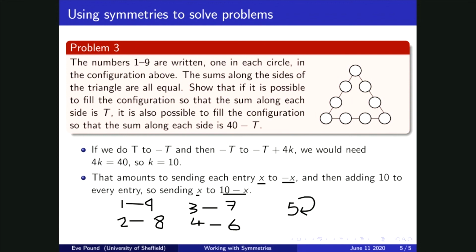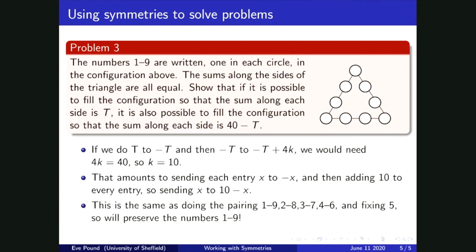So this does actually give us a pairing on the numbers 1 to 9, which is really good. That's something that we said that we wanted to do. And in the context of the beads on a string way of looking at it, that's a bit like fixing the middle yellow bead and then pairing up the first bead with the last bead and the second bead with the second to last bead. That's what that looks like in that context. So yeah, that's the same thing as doing a pairing with the numbers 1 to 9, 2 to 8, 3 to 7, 4 to 6, and fixing 5. So this symmetry preserves the numbers 1 to 9 because it pairs them up nicely.